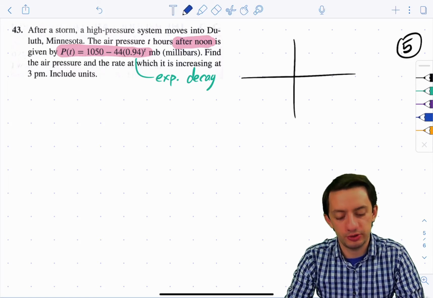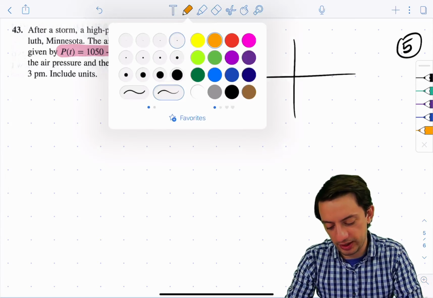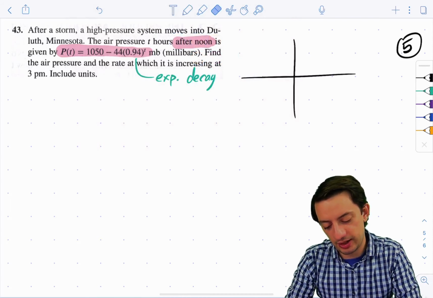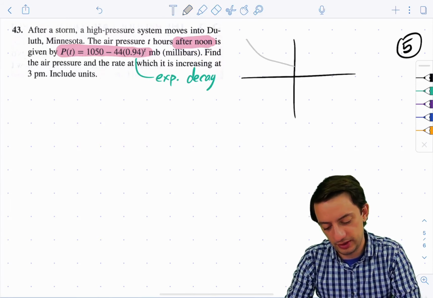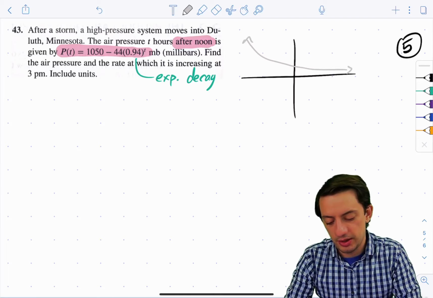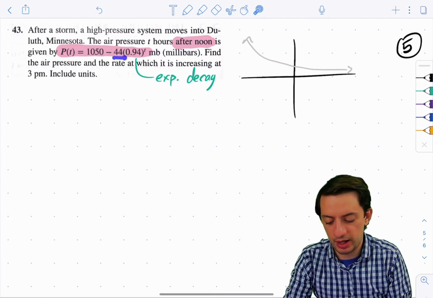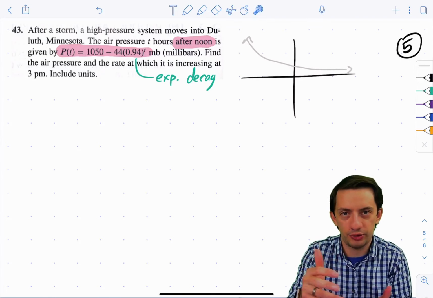We know what an exponential decay looks like. Let me pick a light gray here. Exponential decay looks kind of like this. This is not quite that. It's the constant multiple, okay? That's just going to scale things, not a big difference.